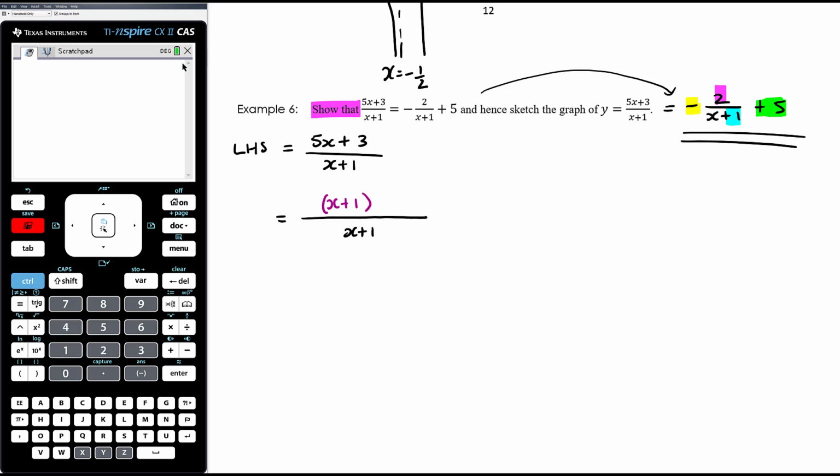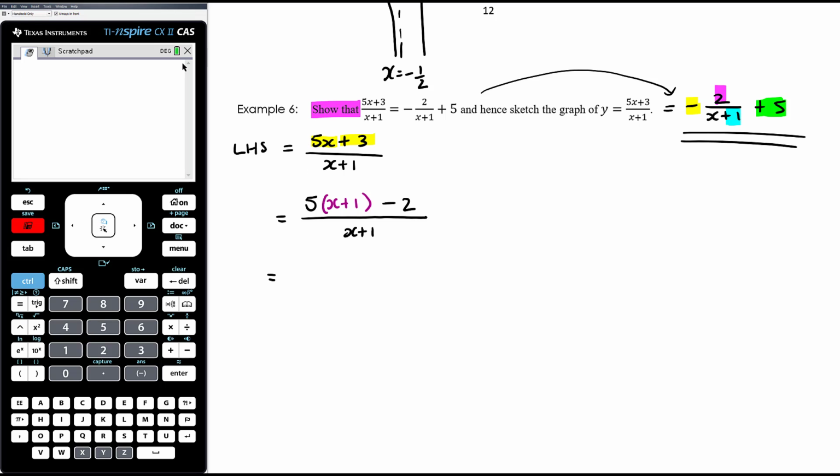And then I work around it. So if this has got a 5x up here, the only way I'm going to get a 5x here is if there's 5 outside of that bracket. Now when there's 5 outside of that bracket, if I expand that bracket out, I get 5x plus 5, but I want plus 3 here, and so therefore if I take away 2, these are now the same. 5 times x plus 1 take away 2 is 5x plus 3. So they're the same thing. We're not trying to make them different, we want them to be equal.